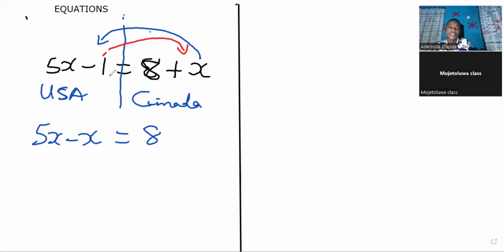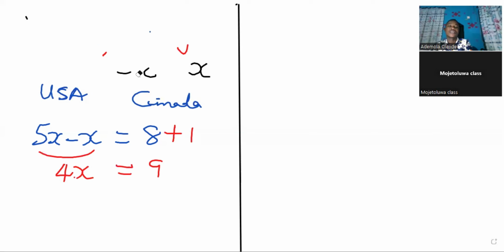So this -1 now is coming to the right. It will become +1 there. So now they are like terms. You can say 5x minus 1x will give us 4x. Then you can say 8 plus 1 will give us 9. Then you continue the solving from there. There are many more I want to quickly examine together.